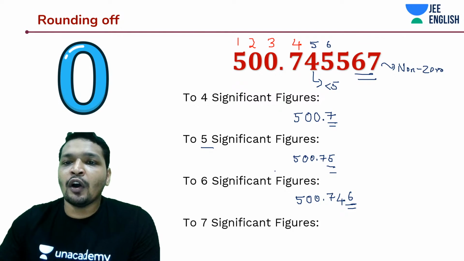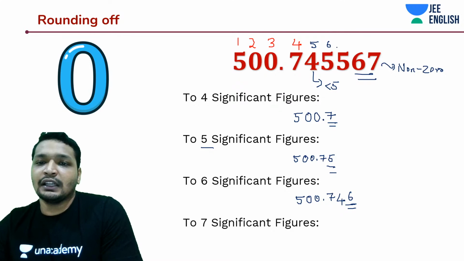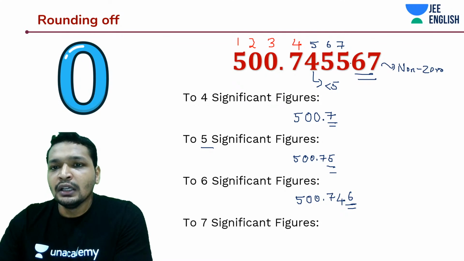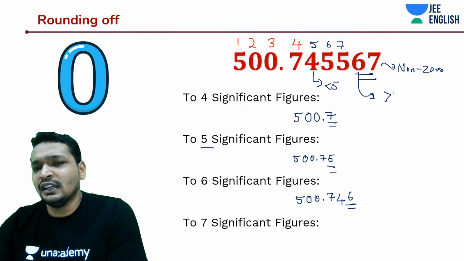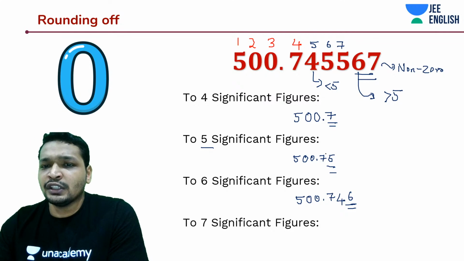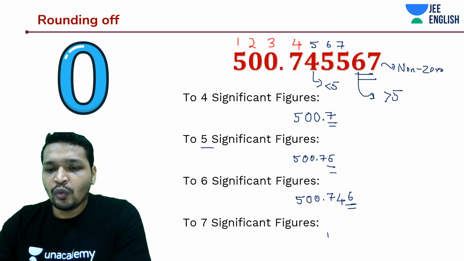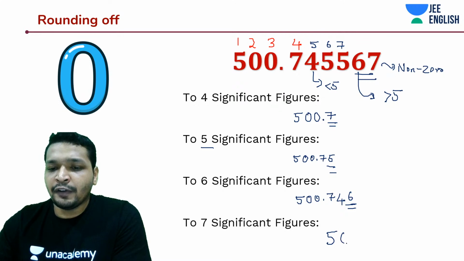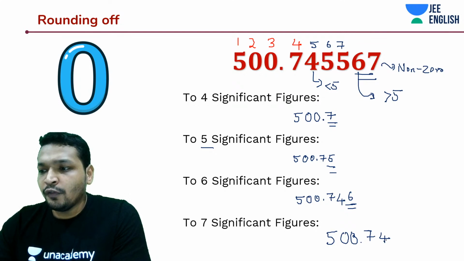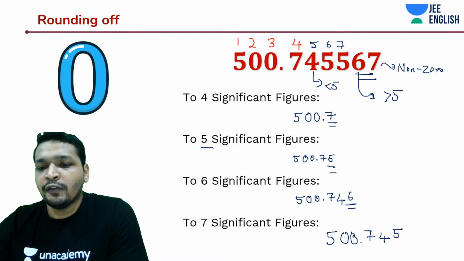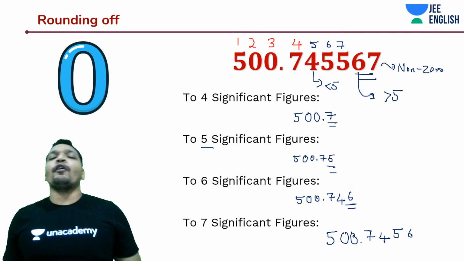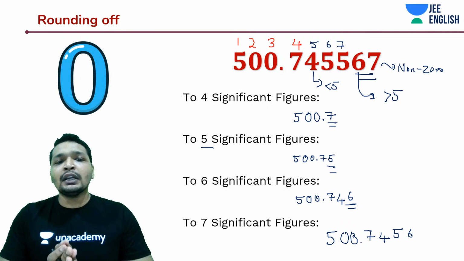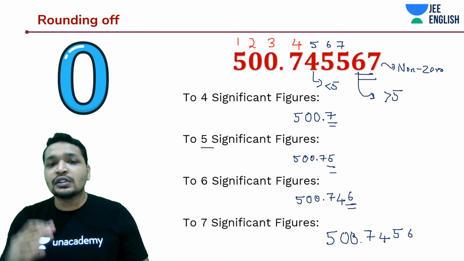And how about rounding it off to the 7th significant figure? Which is the 7th significant figure? This one. And what is it followed by? It's followed by something that is greater than 5. So you're just going to increment it by 1. It's basically 500.745 6.